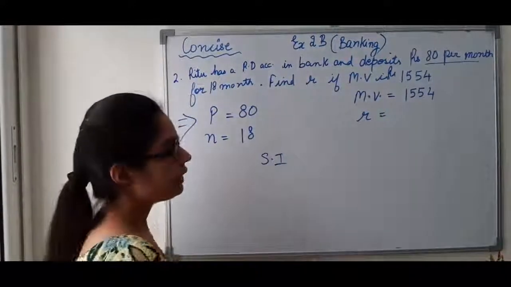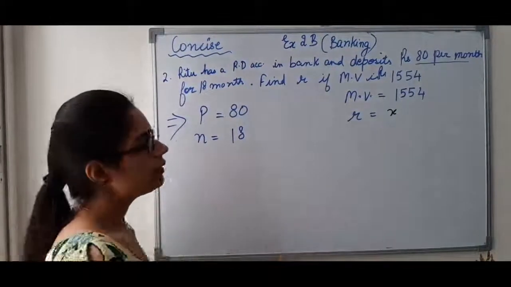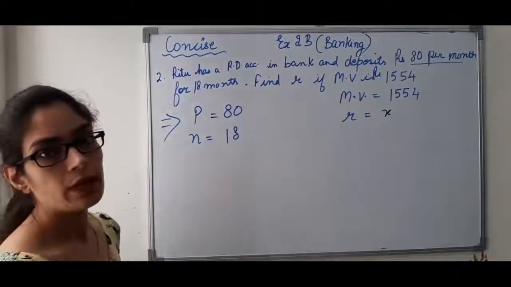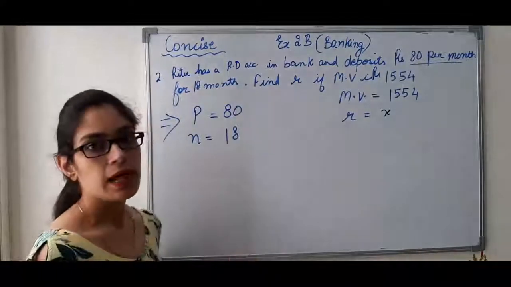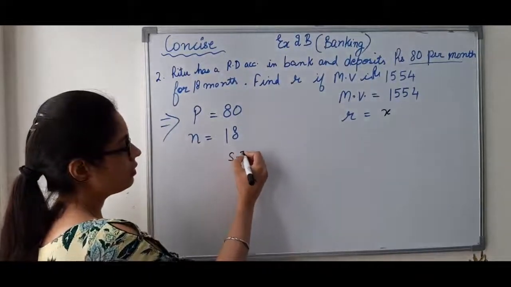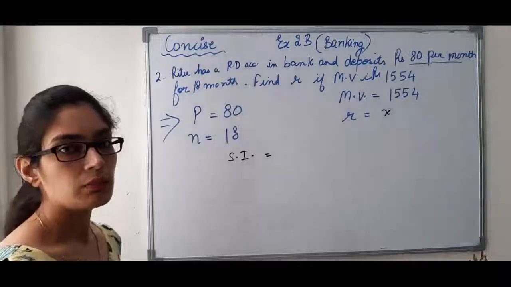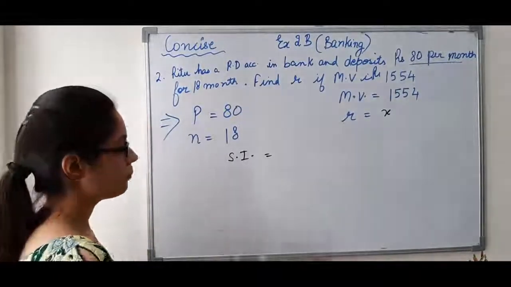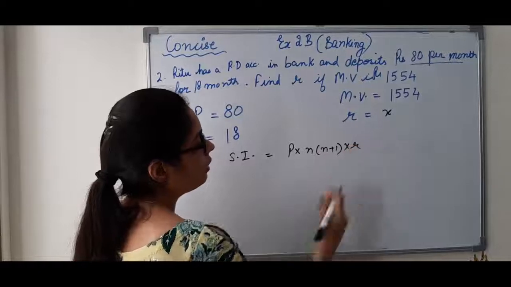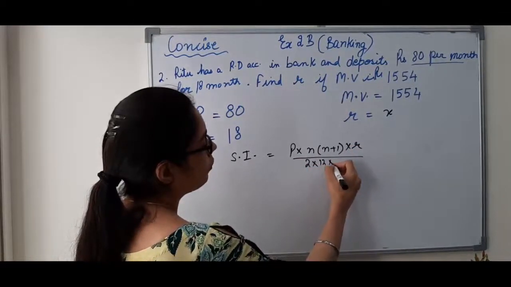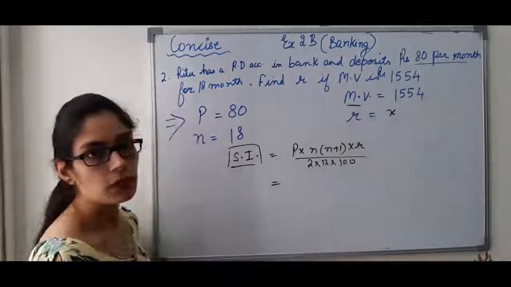They have told us to find R, so that's why I will assume R as X. Whichever thing they have asked to find, whether R, P or N, just assume that thing as your X, Y, Z, any variable you can assume, and then you can start by solving for simple interest. Most of the questions you have to start from simple interest only and then maturity value, because we are using only two formulas in this chapter. So simple interest, same formula, P into N plus 1 into R over 2 into 12 into 100. Why are we calculating simple interest? Because it is required in the formula of maturity value.